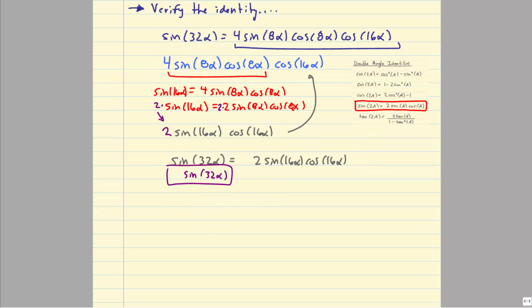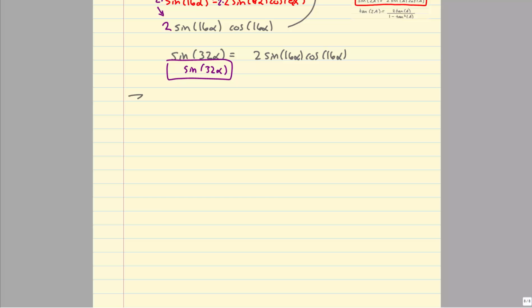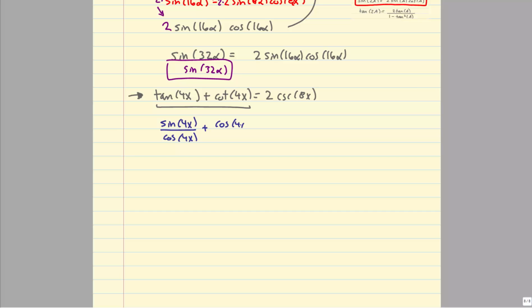Let's do one more of these, just because I want to make sure that you have plenty of things to look at when you're working through your homework. So this one we have the tangent of 4x plus the cotangent of 4x equals 2 cosecant of 8x. Start with the more complicated side. In this case, I think that's the tangent and cotangent. I could rewrite that as sine of 4x over cosine of 4x plus the cosine of 4x over the sine of 4x. So that is simplifying this left-hand side right here.